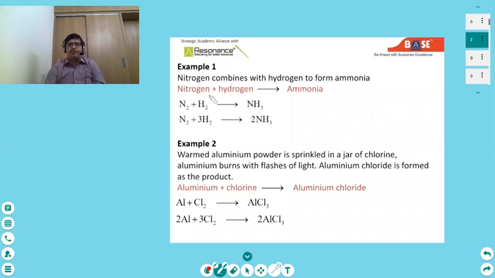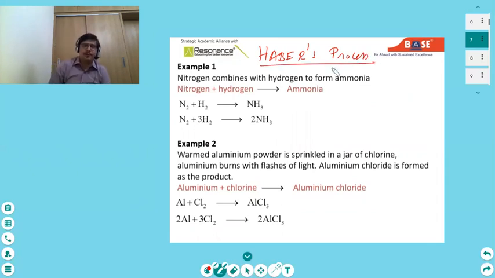So example. Nitrogen combines with hydrogen to form ammonia. Just remember that the production of ammonia is a name reaction. This is known as Haber's process. Haber was a German, and during World War time, he produced this ammonia. So nitrogen combined with hydrogen gives ammonia. The ammonia formula is NH3. Whether you are in Germany or Russia or India or Uganda, ammonia means NH3.